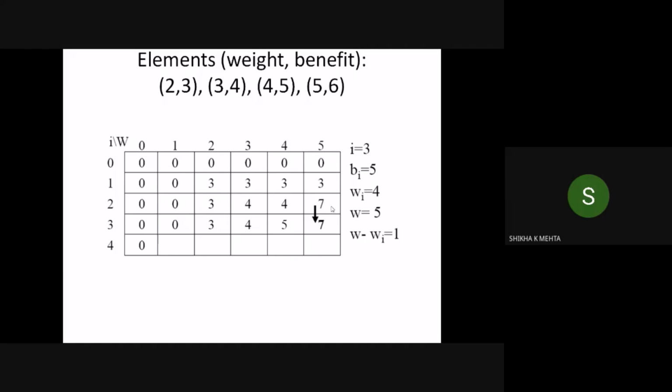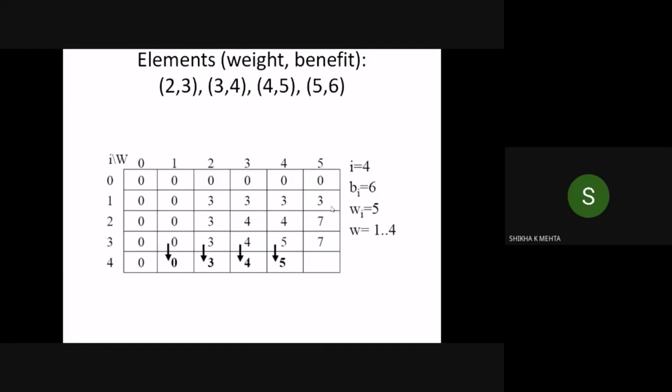Similarly, we are going to do the same thing for the next item. Since it has a weight of 5, all the values for 0, 1, 2, 3, 4 are repeated, because this item cannot be accommodated in these particular knapsack weights. So we reach the last one.